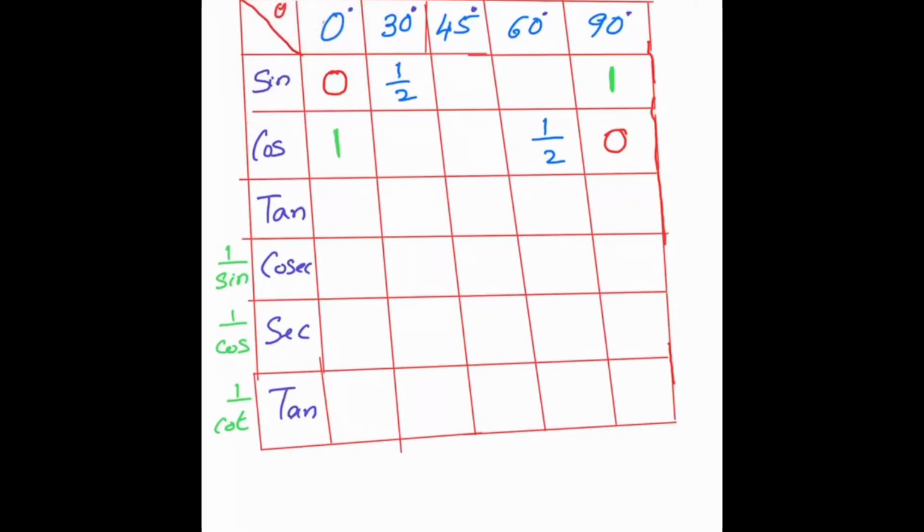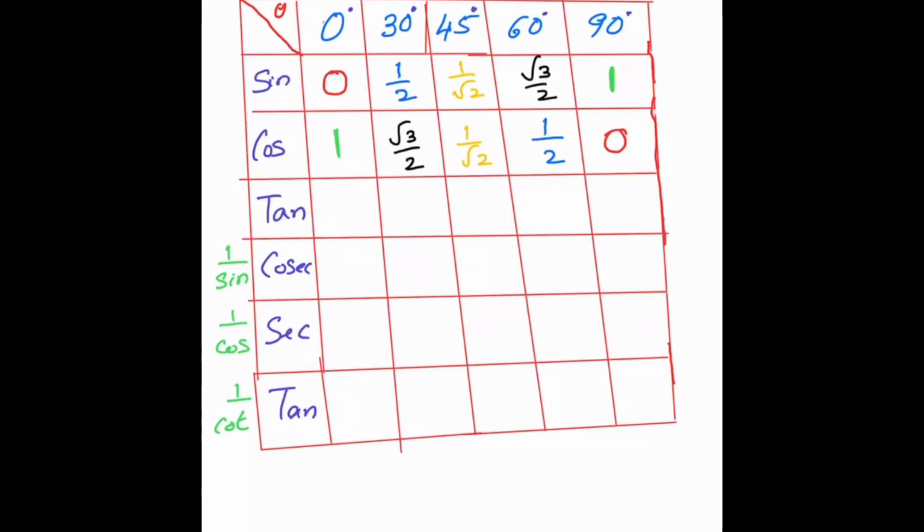Now sine 45 is 1 by root 2 and this is also 1 by root 2. And then this is root 3 by 2 and here it is root 3 by 2. So it's very easy to remember: all the corners that are diagonally opposite are equal.